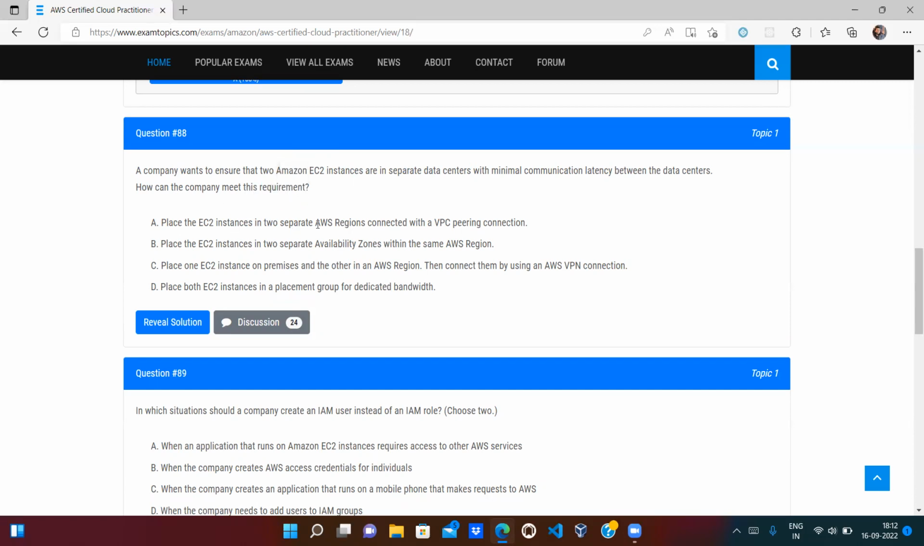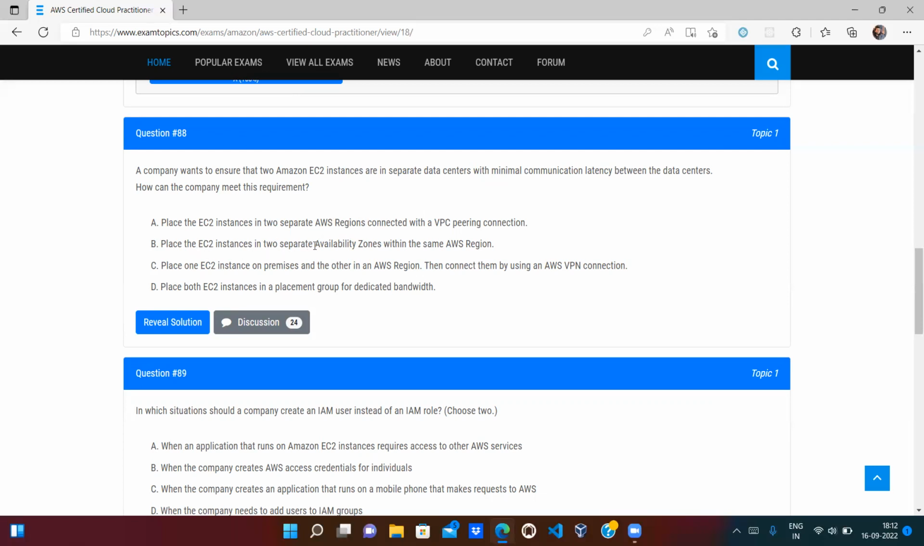Place the EC2 instances in two separate AWS regions. If you place the EC2 instances in two separate AWS regions, it means we are placing them in two different data centers. That is fine, but two regions, maybe one region is in the US and one in Asia, so latency will be high. So we can't go with the region.